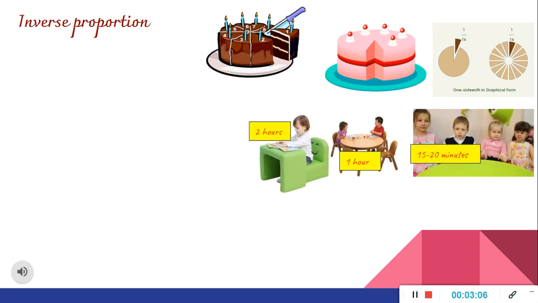So what does this show? This shows that when the number of people working for the decoration increases, then the time taken to decorate decreases, right? So here also the time taken is inversely proportionate to the number of people involved in decoration, isn't it? So these are some examples of inverse proportion.